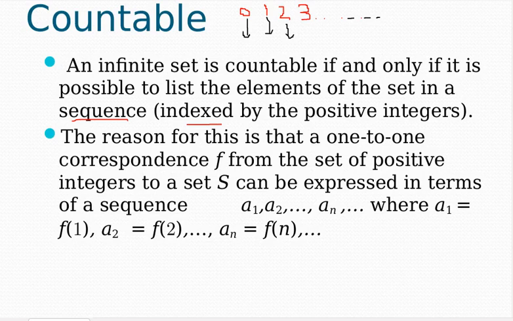And if there is another element, then we can have 1 lakh plus 1, which would be 100,001. Or maybe if there are a million elements, we can still map them with 1 million positive integers. The reason for this is that a one-to-one correspondence f from the set of positive integers to a set can be expressed in terms of a sequence: a1, a2, a3, an, where a1 is equal to f(1), a2 is equal to f(2), and an is equal to f(n). So this is how you describe the countable sets.